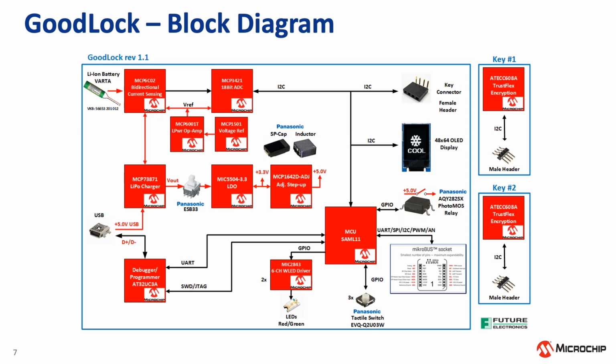So here's the block diagram of the GoodLock. As you can see, all the red blocks are Microchip components. Microchip makes the best hardware security product, but they also make almost everything on a board. So we've got battery charger, analog devices, power, the microcontroller, the security. And we even added the debugger on board, so you can develop your own application. You've got an OLED display, and you get some mikroBUS to interface with other devices.